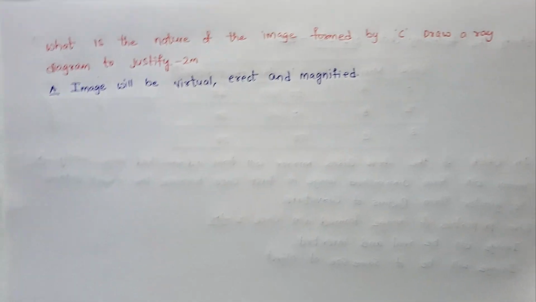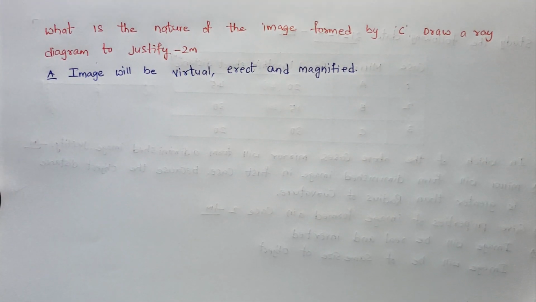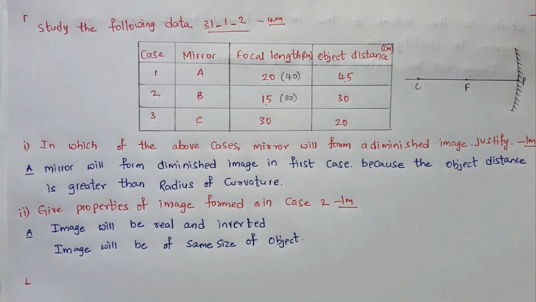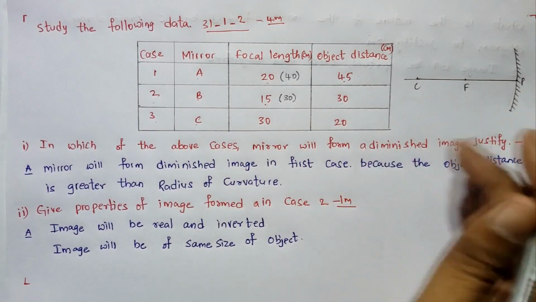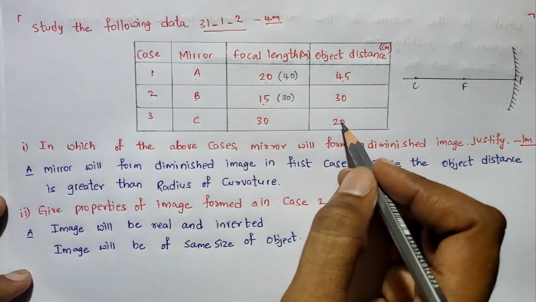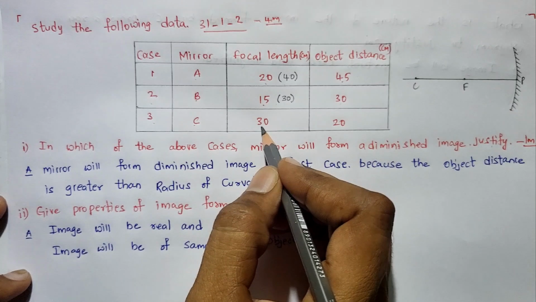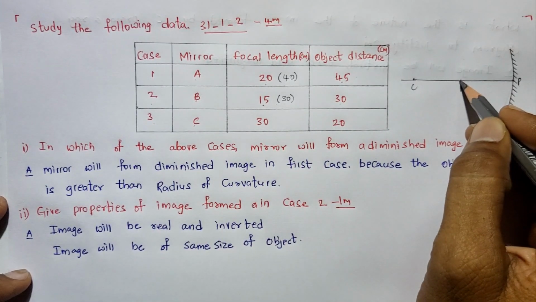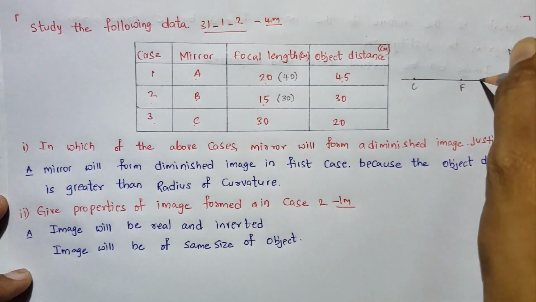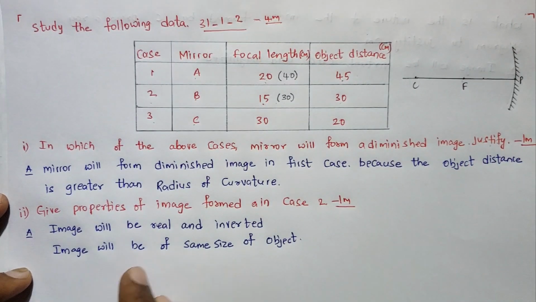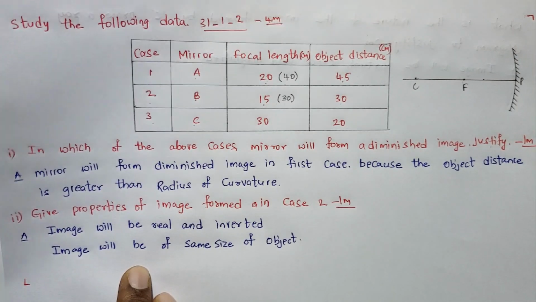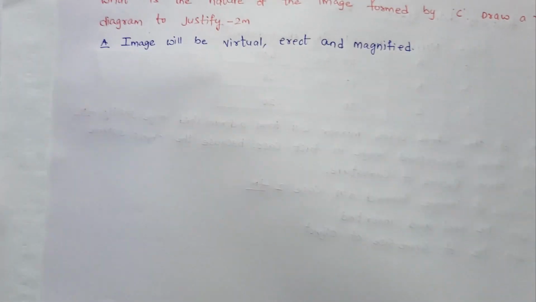what is the nature of the image formed by C? Draw a ray diagram to justify your answer. See, let us see first what the C case is. In C, the object distance is 20 centimeters, focal length is 30 centimeters. Focal length means from here to here. So from here to here is 30 centimeters, object distance is 20 centimeters only. Means the object is placed between F and P. So when the object is placed between F and P, the image characteristics will be virtual, erect and magnified.